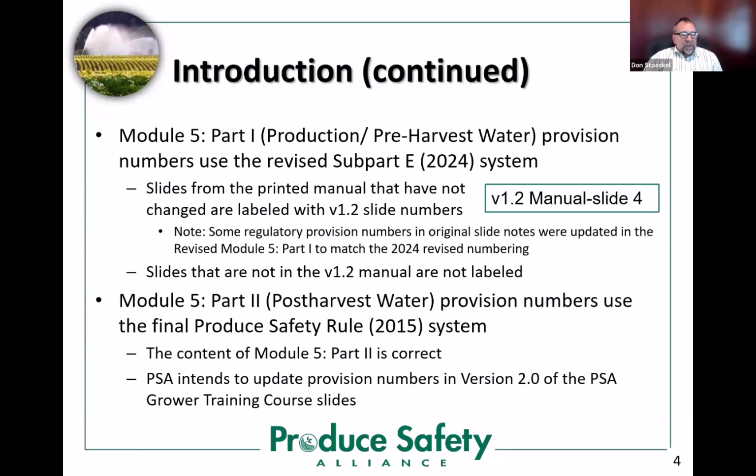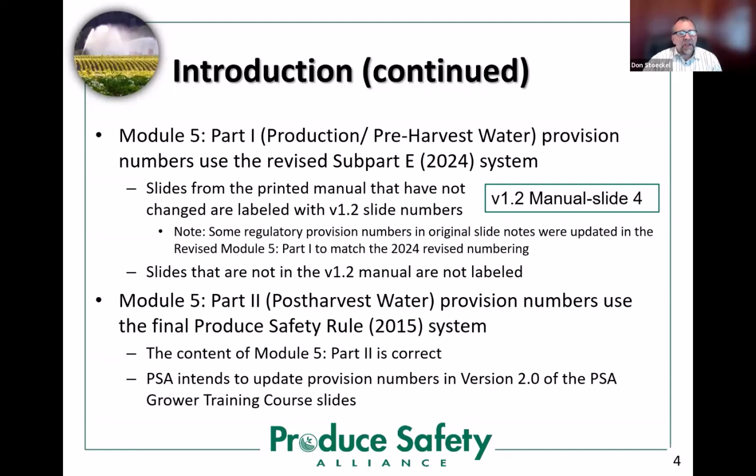Now we get to the numbering system. So in the slides from the Module 5, Part 1, the provision numbers in Module 5, Part 1 use the provision numbers of 2024. I mentioned a little bit earlier, 112.43 is now agricultural water assessment. Anyone who saw the original numbers in the original 2015 think that 112.43 means treatment.